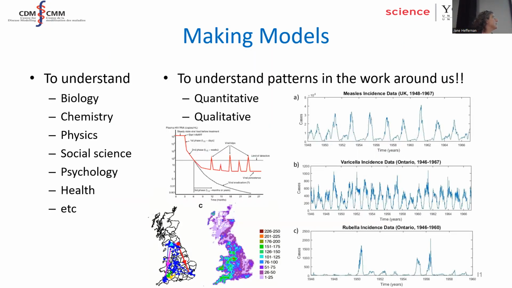So I make models to understand things in biology, chemistry, physics, social science, psychology, health, etc. Whatever I'm interested in. I model immunology, I model behavior, I model honeybee stress, and for pollination jobs. All of these things I want to understand essentially the pattern in the world around me.